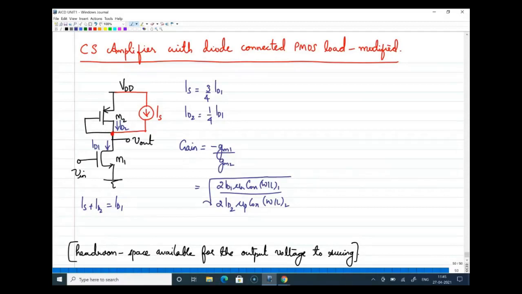Now, let mu n and mu p be there. We know mu n and mu p are not the same. Commonly we take mu n as approximately twice mu p, because the mobility of holes is lower compared to the mobility of electrons. In the previous case, we were cancelling out ID1 and ID2, but in this case we cannot directly cancel them because ID1 and ID2 are not equal. I can say that ID1 is equal to 4 times ID2. This depends on how much IS we are providing. I have taken a typical example of IS as 3/4 of ID1, and that gives ID1 equal to 4 times ID2.